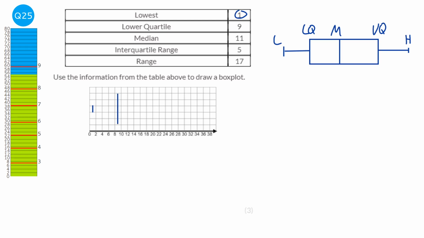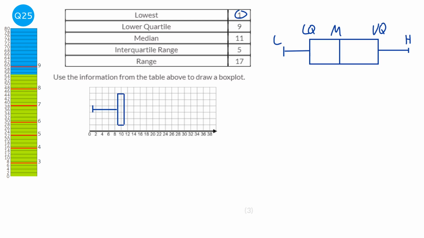So we're just going to start a box there and connect these up. There we go. And our median is 11, so we're just going to show that. Quite a thin box plot so far.